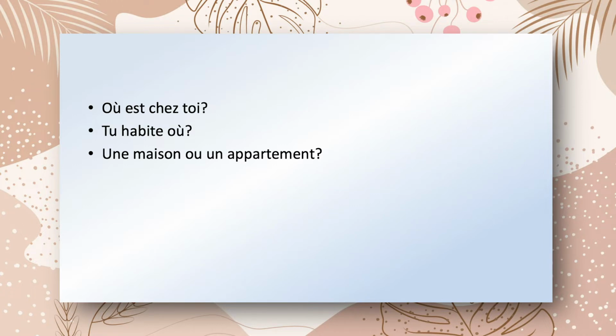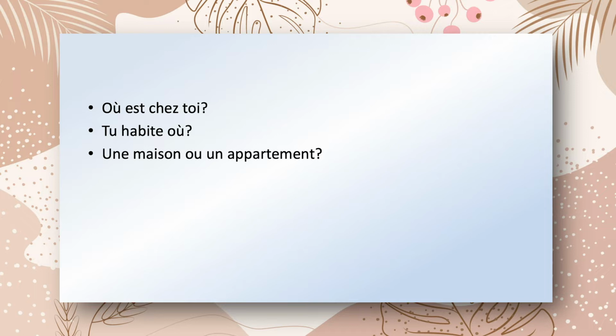Où est chez toi? Where is your home? And tu habites où? Où habitez-vous? So these are a few things that we are learning in the process of this lesson. Où means where. Où est chez toi? Where is your home? Tu habites où? Where do you live? Une maison ou un appartement?